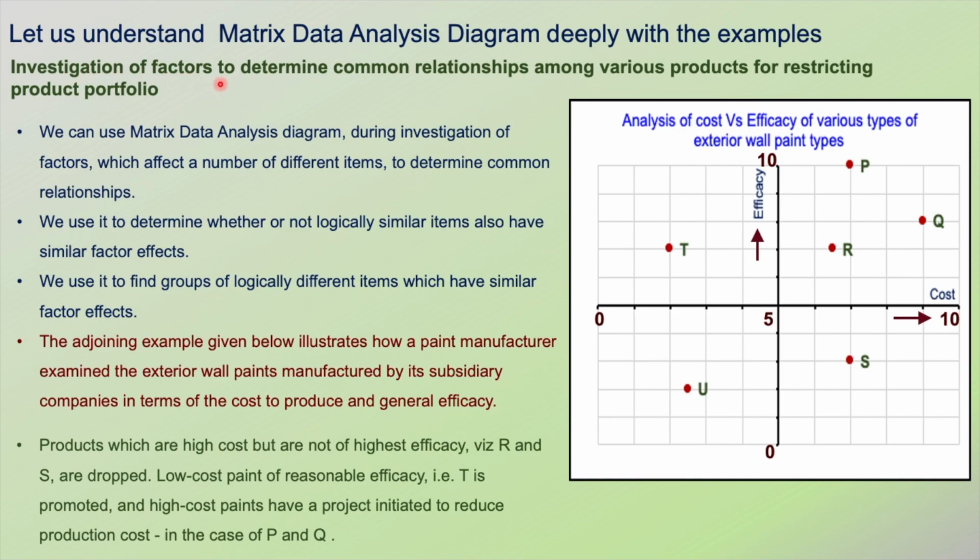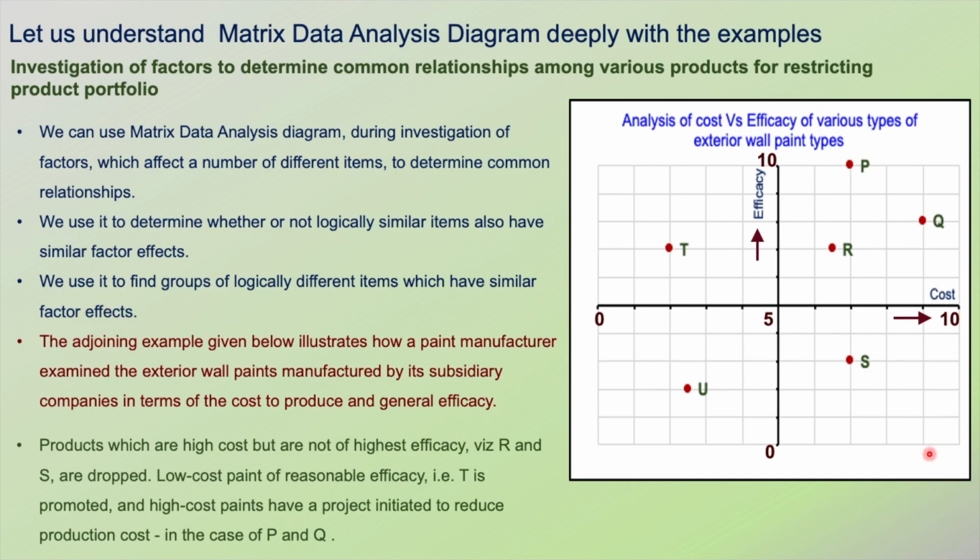Here, investigation of factors to determine common relationship among various products for restructuring the product portfolio analysis is shown. So here we can use the matrix data analysis diagram during investigation of factors which affect a number of different items. So there are different items, and some factors are affecting various products, and we want to determine the common relationship between those factors. So we use it to determine whether or not logically similar items also have similar factor effects. We also use it to find groups of logically different items which have similar factor effects.